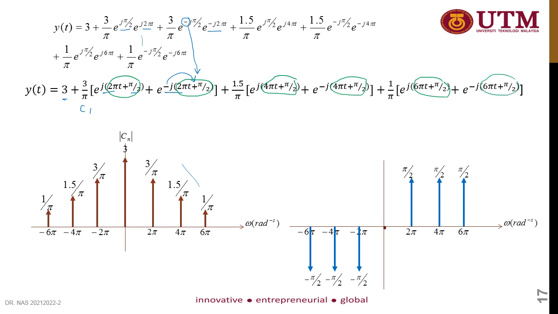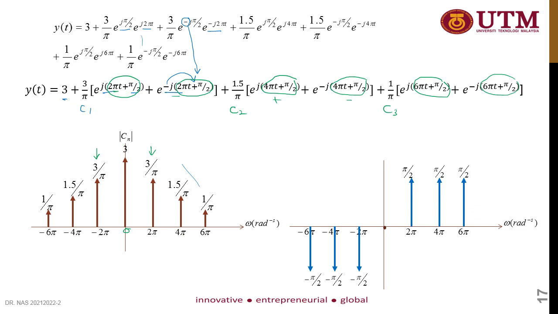Okay, so same goes for n equal to 2, this is for C2 and this is for C3, both positive and negative frequencies. Lastly, you can plot the amplitude spectrum and phase spectrum. The first one is C0, the amplitude is 3. For C1 at a frequency of 2 pi, the magnitude is 3 over pi. At positive frequency and at negative frequency, the same magnitude. Same goes for the second one and the third one.